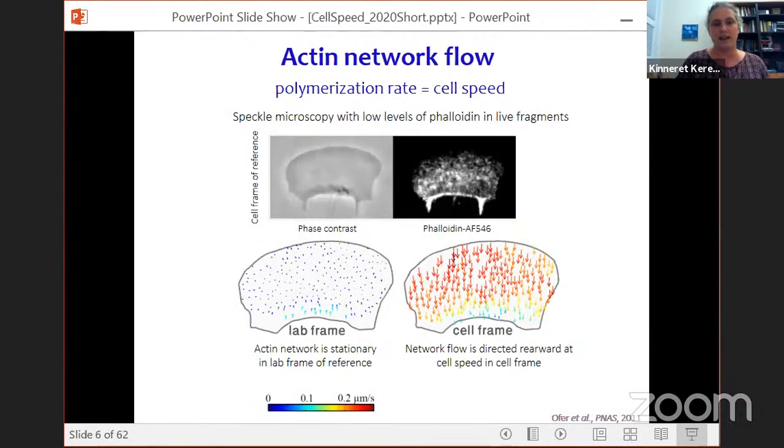Here you can see an example of that in these fragments. What you're seeing here is a movie where we've added low levels of phalloidin to label the actin network, which allows us to follow its dynamics. You can see very nicely this treadmilling of the actin network, which looks like snowflakes, with the actin moving away from the leading edge in the cell frame of reference. If you look at the lab frame of reference, you actually see that the actin network is nearly stationary relative to the substrate, which is another simplification of this model system. So basically cell speed here is equal to the polymerization rate.